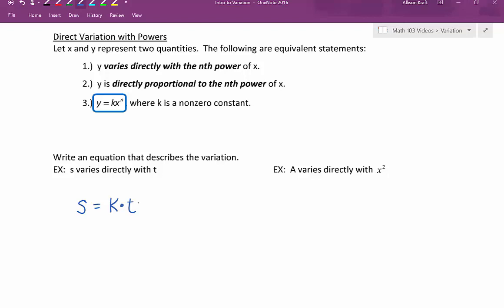Next, we have a varies directly with x squared. That's going to give us a equals k times x squared. Now, of course, you don't have to include that multiplication dot. I'm just trying to emphasize that direct variation means that we'll be multiplying k by something.